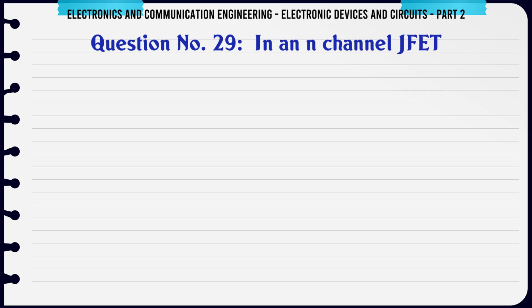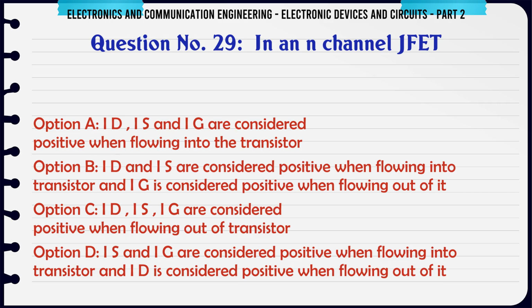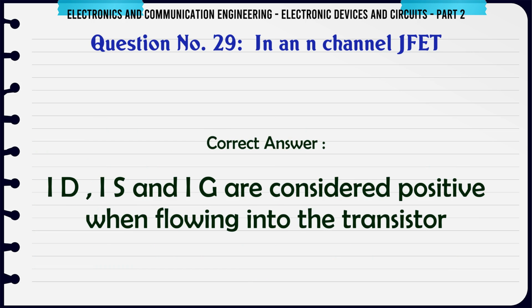In an n-channel JFET, A, ID, IS and IG are considered positive when flowing into the transistor. B, ID and IS are considered positive when flowing into the transistor, and IG is considered positive when flowing out of it. C, ID, IS and IG are considered positive when flowing out of the transistor. D, IS and IG are considered positive when flowing into the transistor, and ID is considered positive when flowing out of it. The correct answer is ID, IS and IG are considered positive when flowing into the transistor.